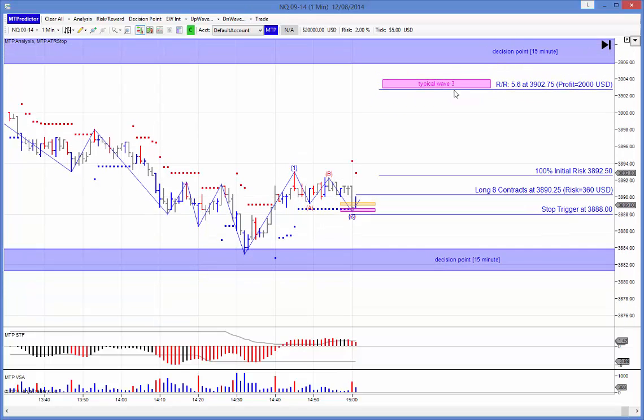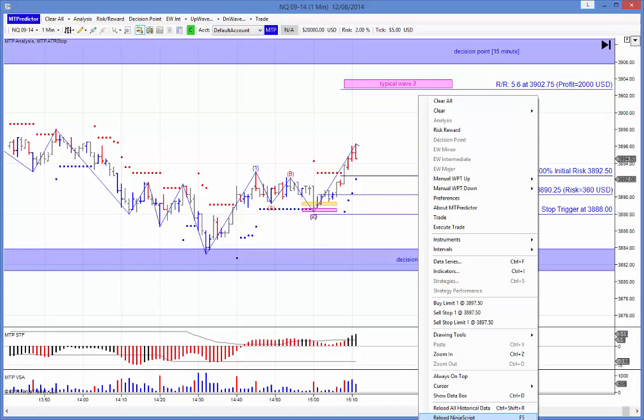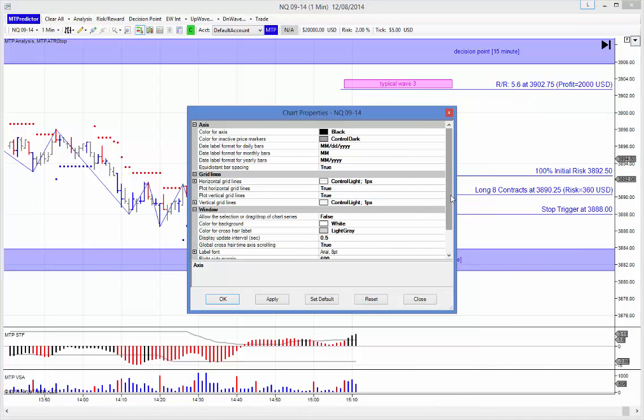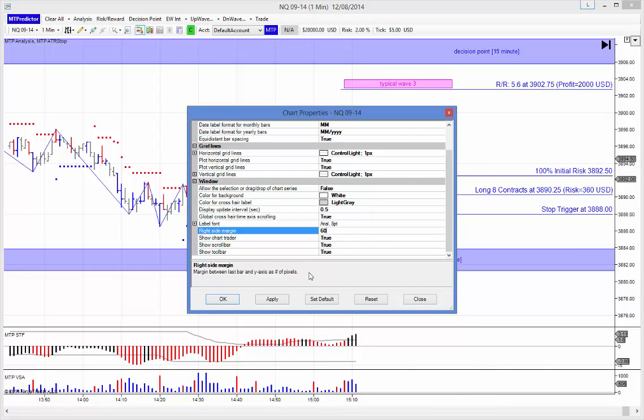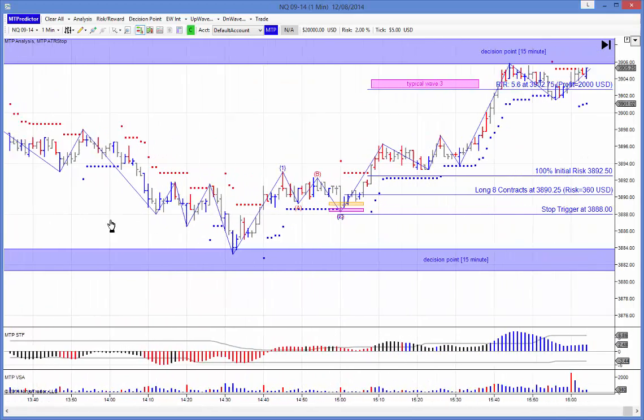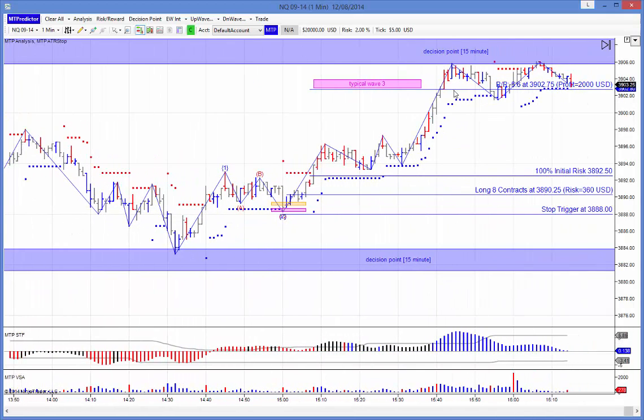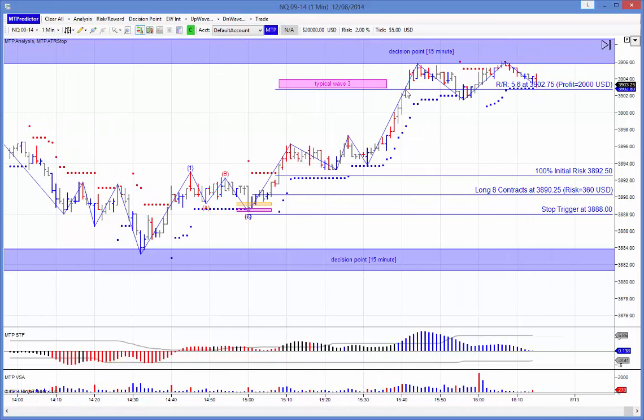We also note that that's in the area of our 15-minute decision point resistance as well. And as we've already seen, if I take that space off, that's exactly what the market did. From here, it rallied up into our typical wave 3 WPT, and perhaps actually went a little bit higher up into that larger degree 15-minute resistance. But even at the typical wave 3 WPT, there was a lovely profit of 5.6R.